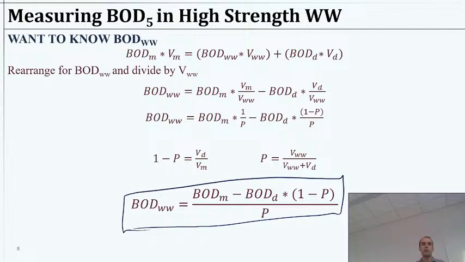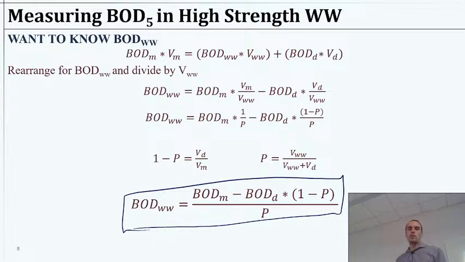BOD of the wastewater is equal to BOD of the mixture minus BOD of the dilution water times (1 minus P), so 1 minus the dilution factor, all divided by the dilution factor P. Basically that's saying we account for the portion of water that is the dilution water instead of the portion that is wastewater. It is pretty intuitive once you look at it. The direct derivation is intuitive enough. There's a bit of algebra with the fractions, but it's nothing super fancy.